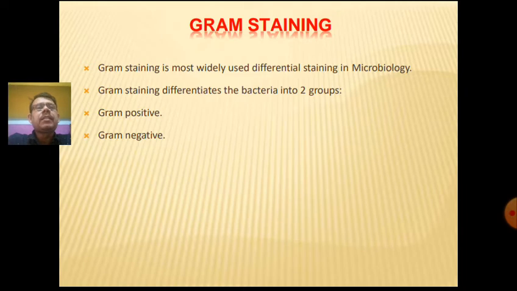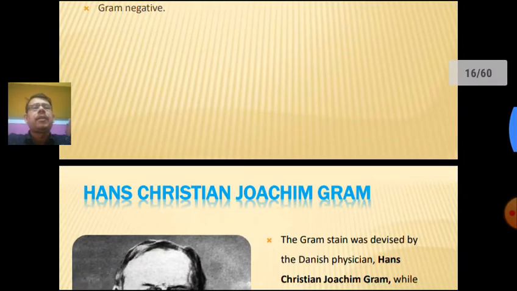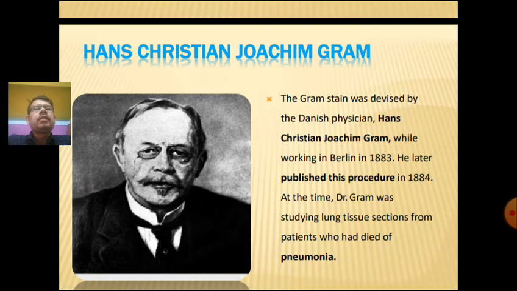Gram staining differentiates bacteria into two groups: gram positive and gram negative. Staphylococcus aureus is gram positive, while gonococci and E. coli are gram negative. This is the short history. Hans Christian Gram discovered the gram staining.